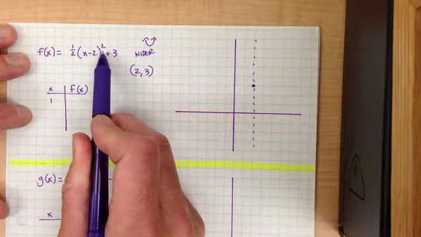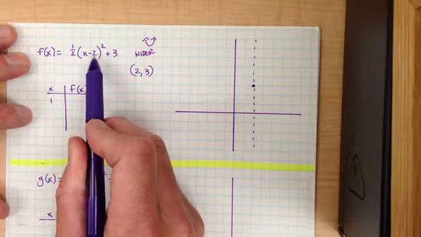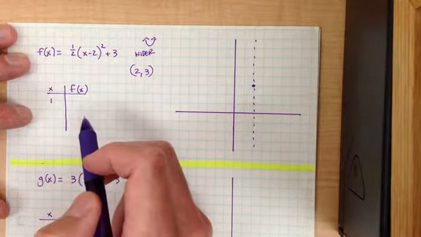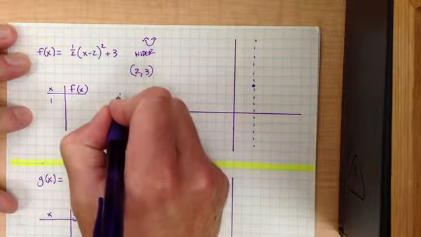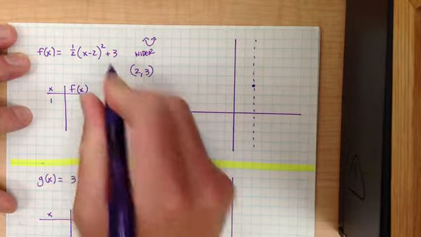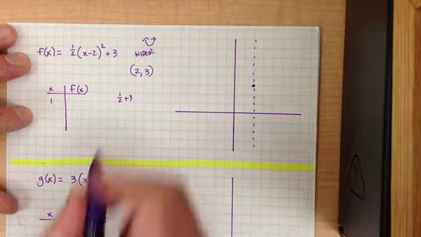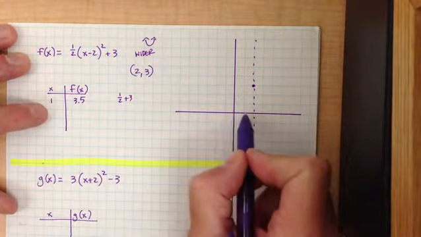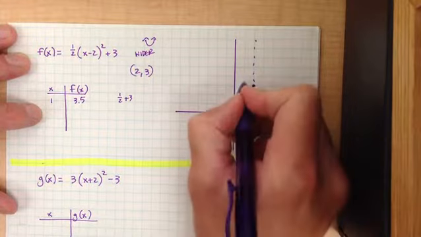-1 squared would be a +1. 1/2 times 1 is 1/2. So now I'm simplified down to 1/2 plus 3 on the back end. 1/2 plus 3 would be 3.5, 3.5. So my value, 1, and I go up there.